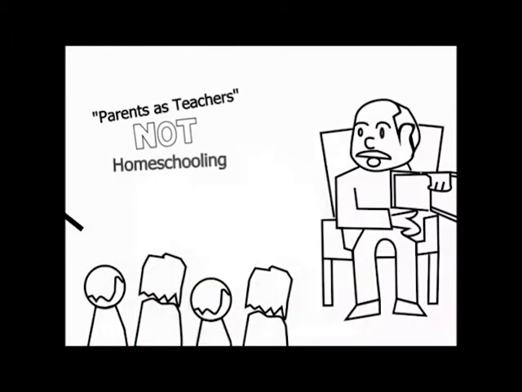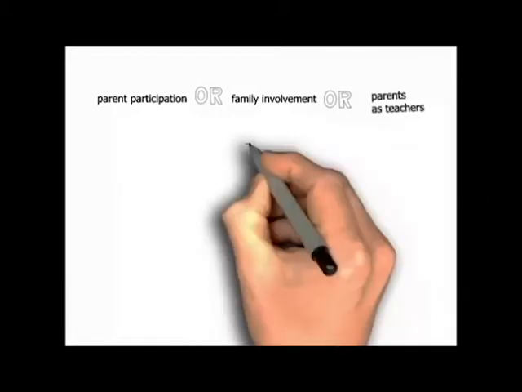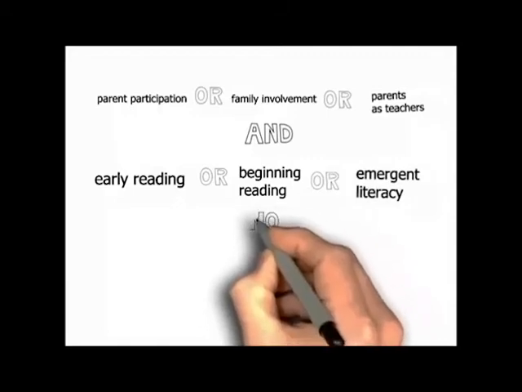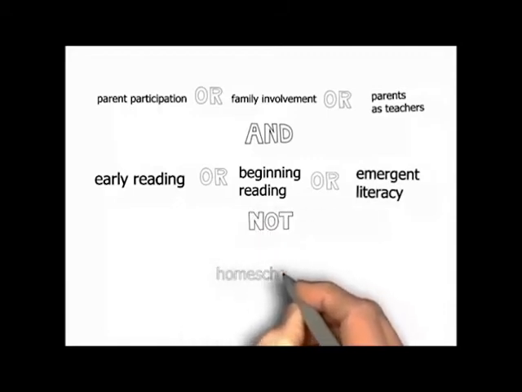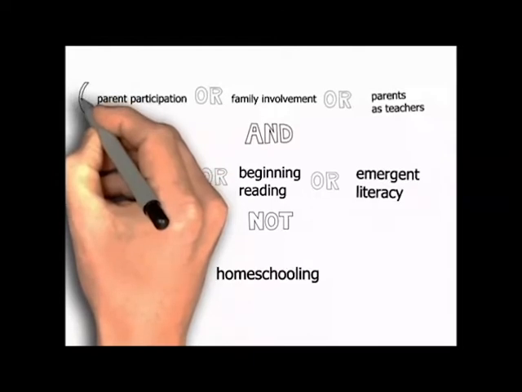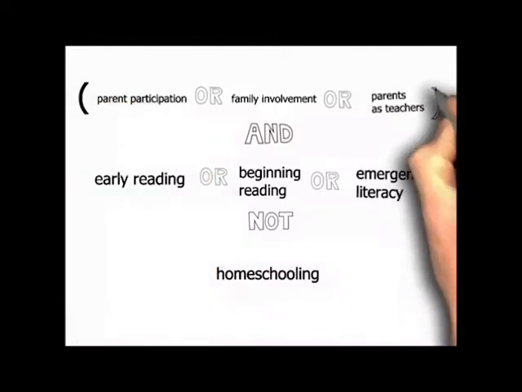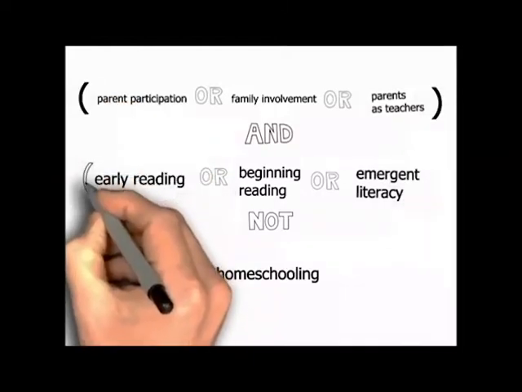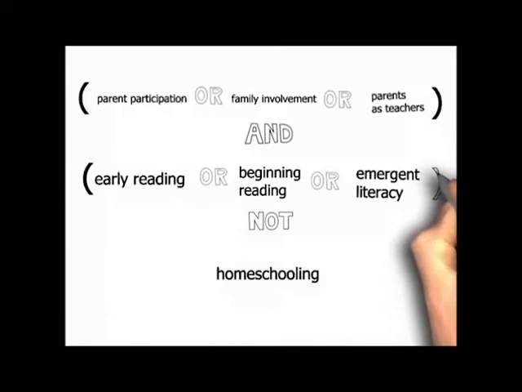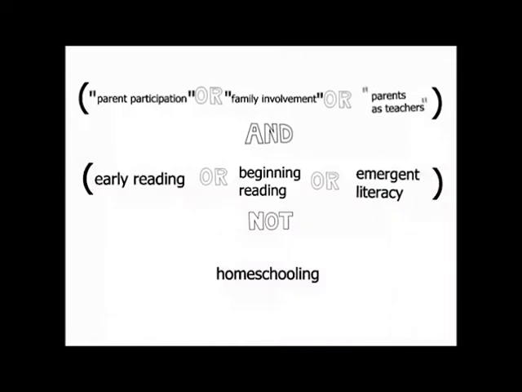Finally, you put all of these strategies together. Parent participation or family involvement or parents as teachers, and early reading or beginning reading or emergent literacy, not homeschooling. Use parentheses around the words grouped with or to keep the Boolean operators separated. Use quotation marks around each phrase of 2 or more words to keep the words together.